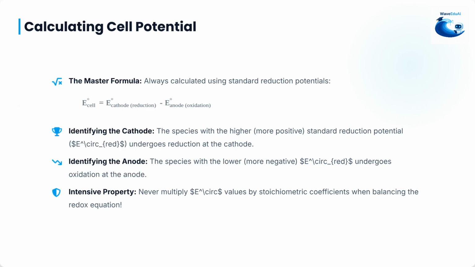To calculate cell potential, use the master formula. E cell equals E cathode minus E anode. Identify the cathode as the species with the more positive reduction potential. Remember, cell potential is an intensive property. Do not multiply values by stoichiometric coefficients.